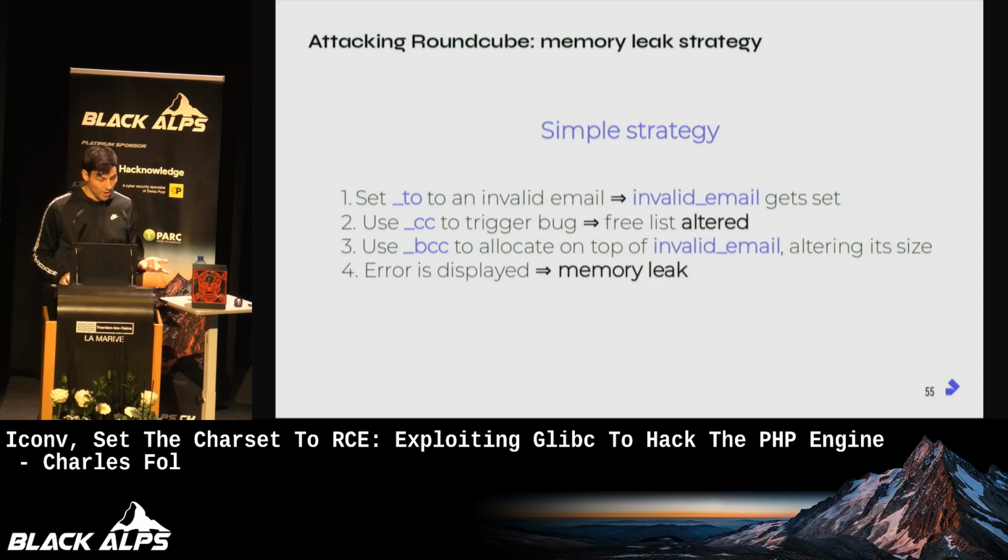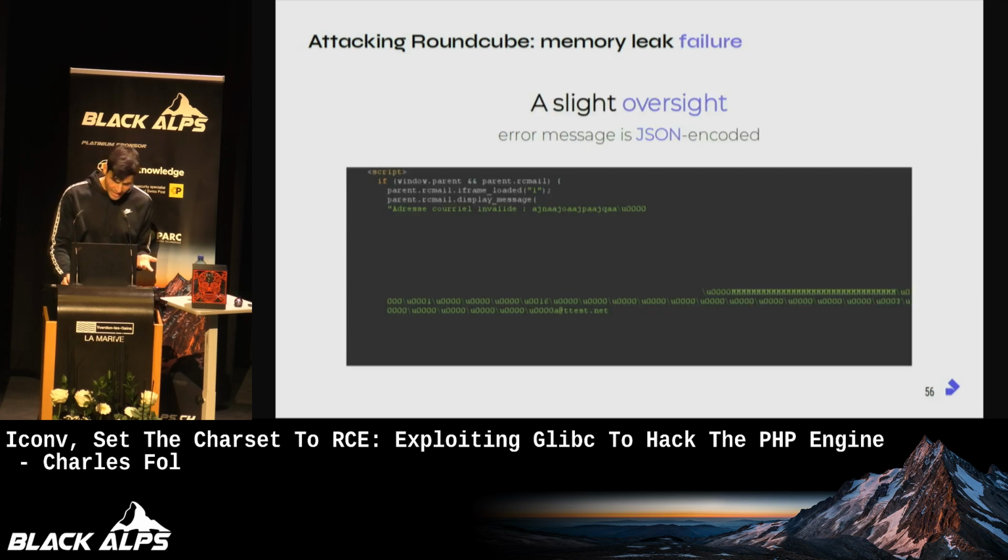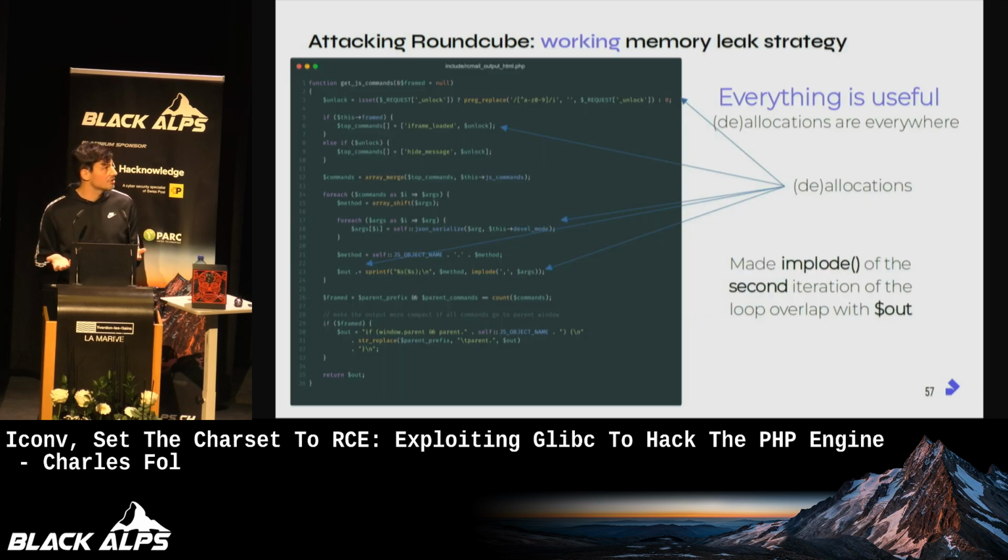So it should work in theory, but sadly for us, it actually doesn't because the error message is JSON encoded, which means that every byte that is not valid UTF-8 gets discarded. So I did everything for nothing. But the idea is still pretty good. We just needed to find another position to exploit it. We want to find a string that is not modified too much before it's displayed, because if it's modified too much, maybe it's going to remove the bytes that we want. So we need to find a string that gets created right before it's displayed.